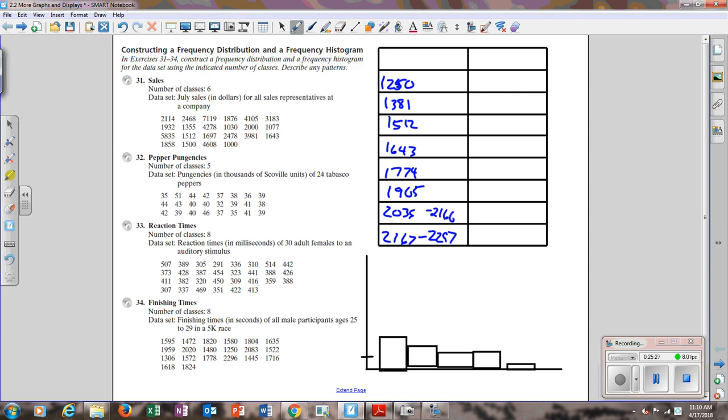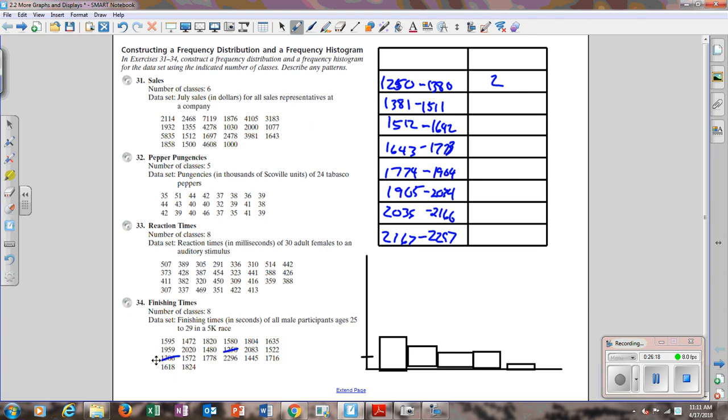And this would be 2166, 2034, 1904, 1773, 1642, 1511, 1380. One, two, that's it.